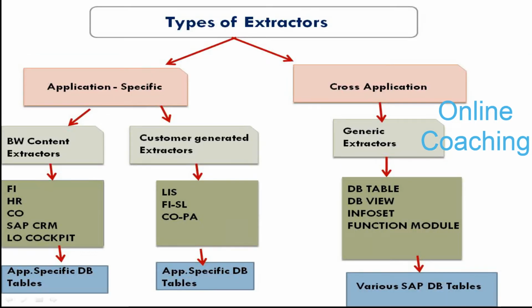When I'm talking about types of extractors, basically we have divided these extractors into two parts: application specific and cross application. Application specific includes the BW content extractors, which are predefined data sources. Under this we also have customer generated data sources. Among the BW predefined data sources, we have modules like FI, HR, CO, SAP CRM, and Logistics Cockpit. These are all BW predefined data sources, or you can call them BW predefined extractors. You can call them any name.